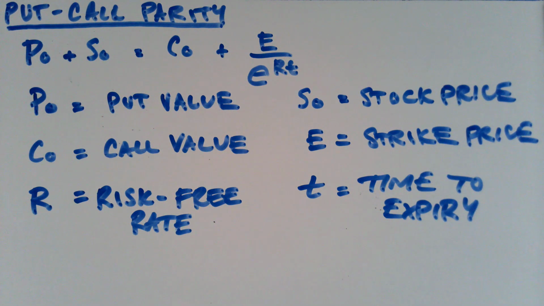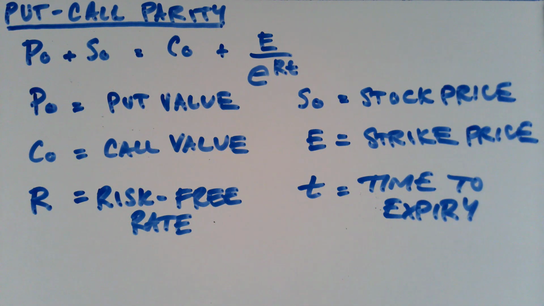Finally, let's talk about put-call parity. Put-call parity shows the relationship between the value of a put, the value of a call, the value of a share of stock, and the strike price given the time to expiry and the current risk-free rate. Let's walk through those things. P sub 0 is just the put value. S sub 0 is the stock price. C sub 0 is the call value. These are all happening at the same time 0.